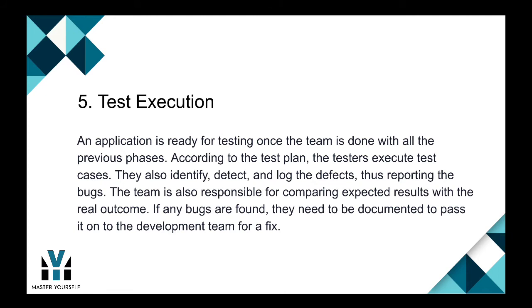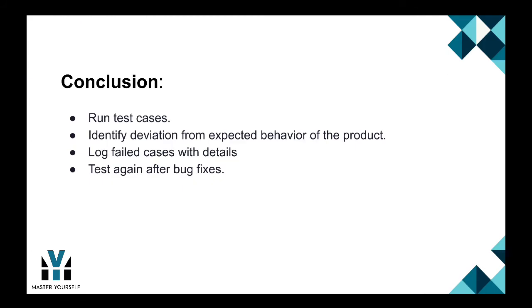If any bugs are found, they need to be documented to pass it on to the development team for a fix. Conclusion: first, run test cases. Second, identify deviation from expected behavior of the product. Third, log failed test cases with details. And fourth, test again after bug fixes.